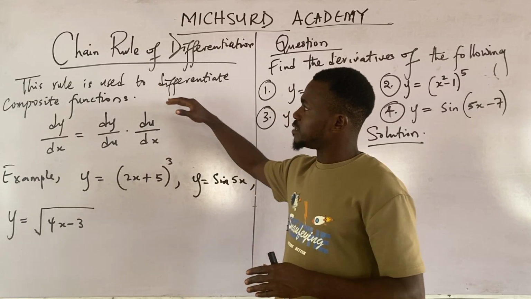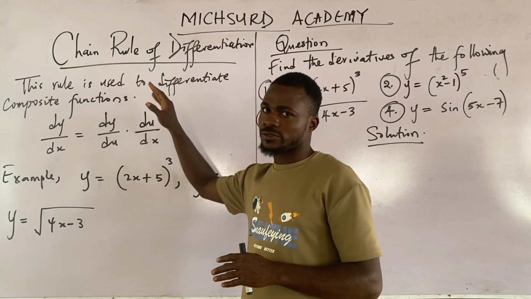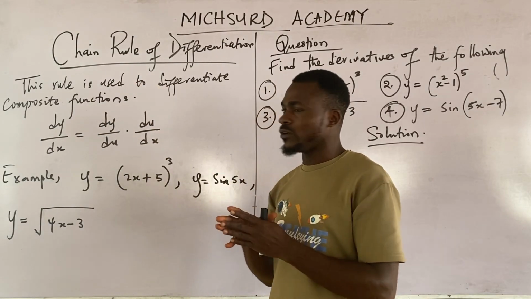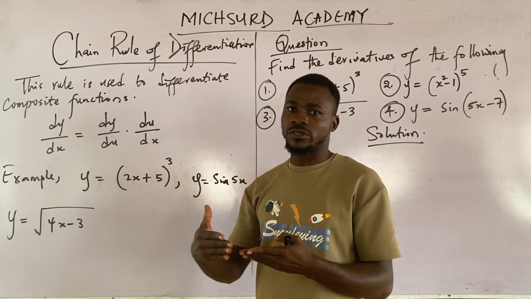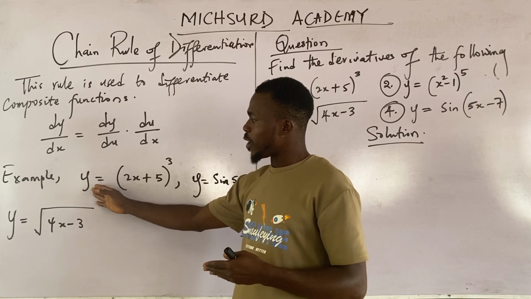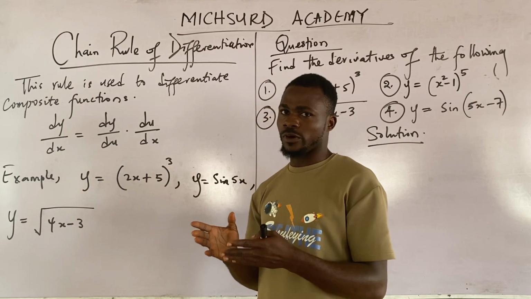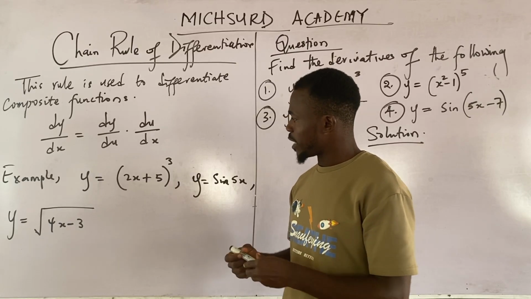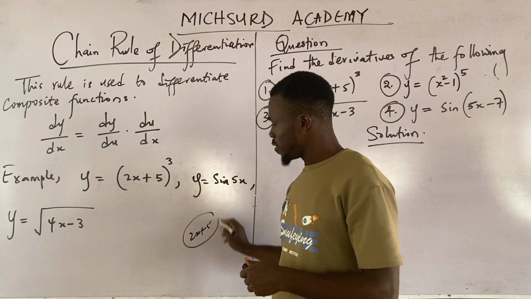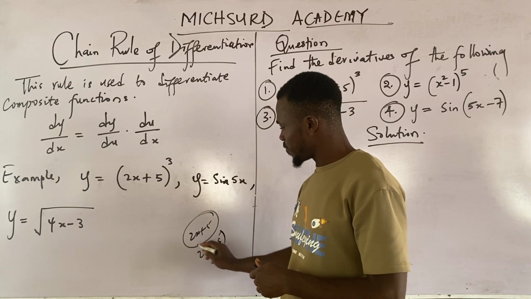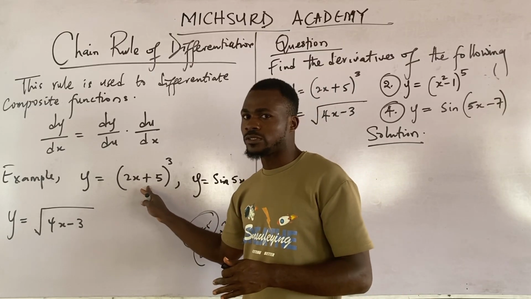So here we say that this rule is used to differentiate composite functions. Composite functions are functions that have other functions in them, so we call them functions of functions. For example, y equals (2x + 5) all raised to power 3 is a composite function, because we can bring out 2x plus 5, we can also bring out (2x + 5) raised to power 2 and so on. So this becomes a composite function.